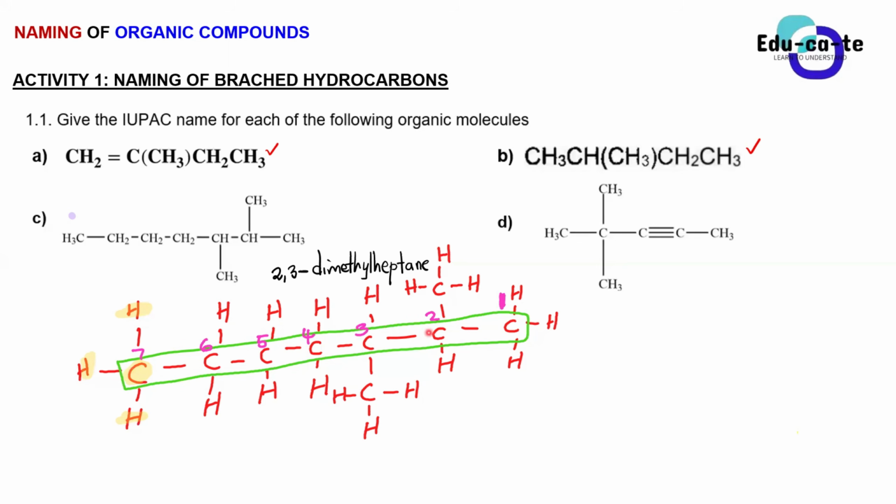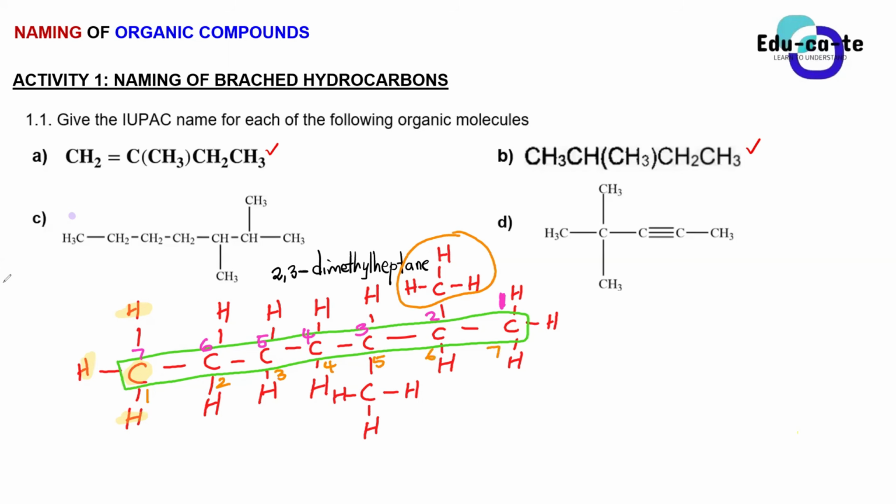You can see that this carbon 2 is bonded to a CH3, a methyl group. That's a substituent. So if it is bonded to a methyl substituent, this methyl group basically needs to have the lowest number possible. But if you count from left to right and say that this is 1, this is 2, this is 3, this is 4, this is 5, this is 6, and this is 7.